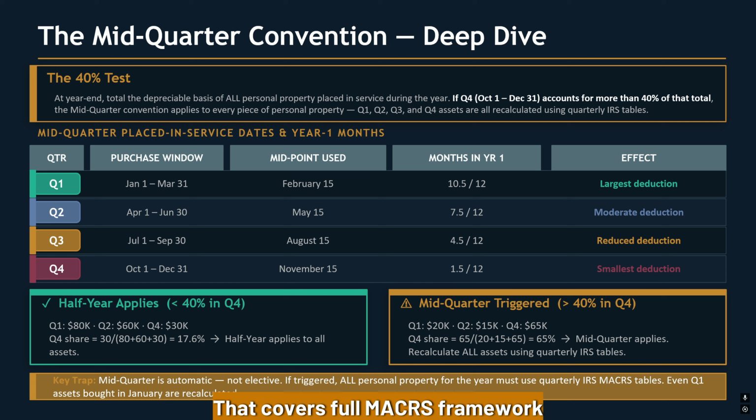That covers the full MACRS framework, the 3 non-negotiable rules, the GDS versus ADS, the 8 property classes, and all 3 conventions, including the mid-quarter trap.